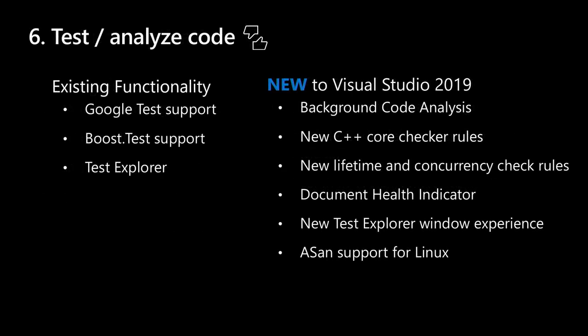All right. Now, the last thing we looked at was background code analysis. That's that first bullet point there on Visual Studio 2019. And that now runs by default in the background, and that gives you those green squiggles. And there's a few other things that I didn't have time to show, but there's some new Core Checker rules, some new concurrency check rules, and there's also ASAN support for Linux now in Visual Studio 2019. And then for those of you who maybe are completely new to Visual Studio, on the left-hand side, just be aware that we do support Google Test and Boost Test. We have blog posts about these things, and they work very nicely with our Test Explorer in Visual Studio. It's totally integrated.